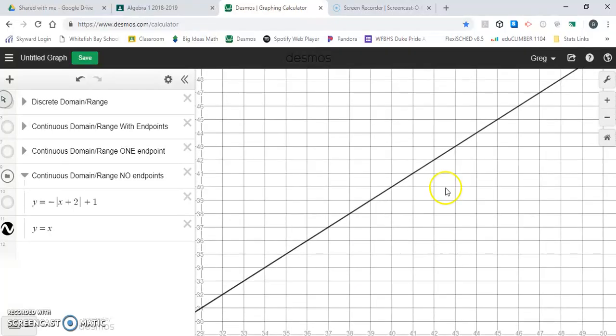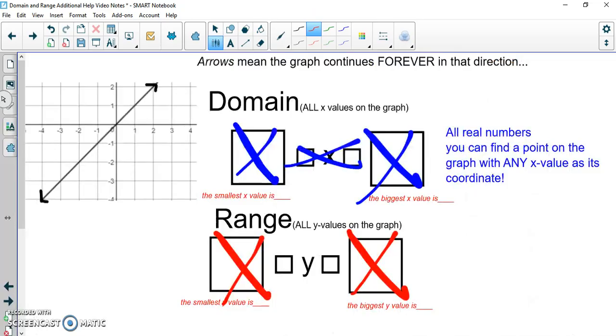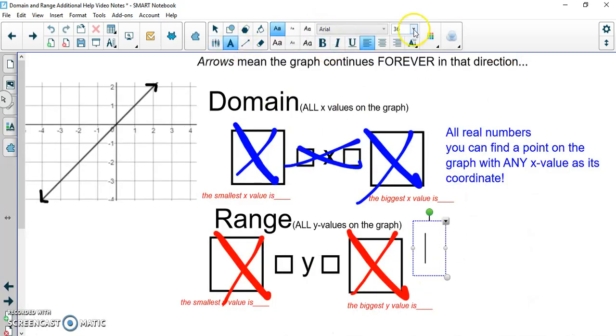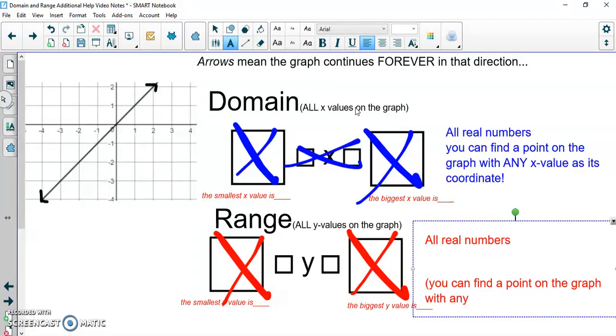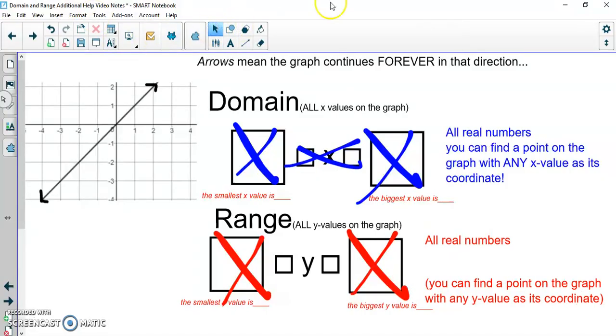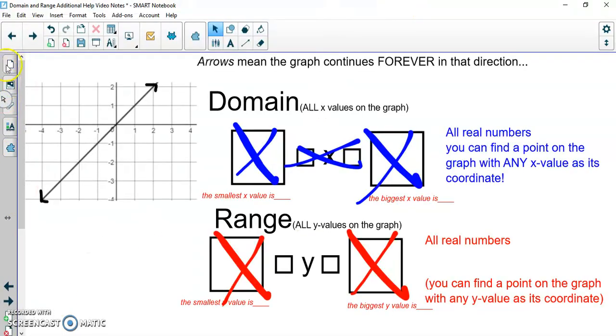And if I keep going this way, I can't find the biggest y value because they just keep getting bigger and bigger and bigger. So in other words, the y values that I have on my graph are just anything. There is no smallest, there is no biggest, it's all the numbers. So the range here would be all real numbers. In other words, you can find a point on the graph with any y value as its coordinate. So whatever you can think of, I can find a point that has that y value.